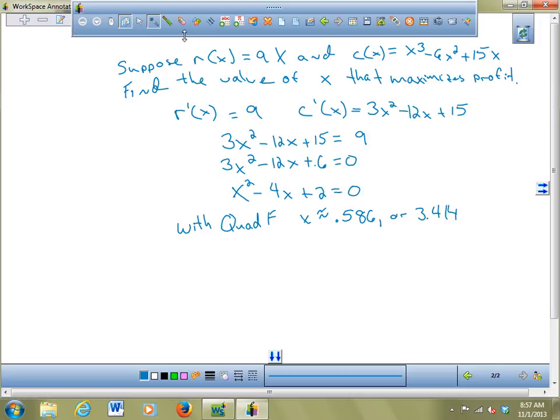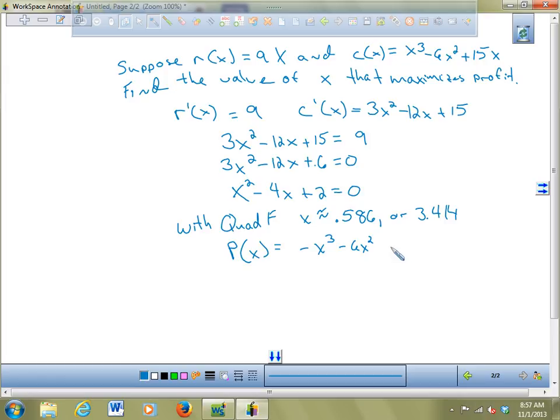And the other thing I could do is come up with a profit equation. P of x is equal to my revenue equation minus this. So what that would look like is minus x cubed. There's no x squared over here. Minus 6x squared. 9x minus 15x makes minus 6x. Is that right? Minus 6x. Do you guys see what I did?